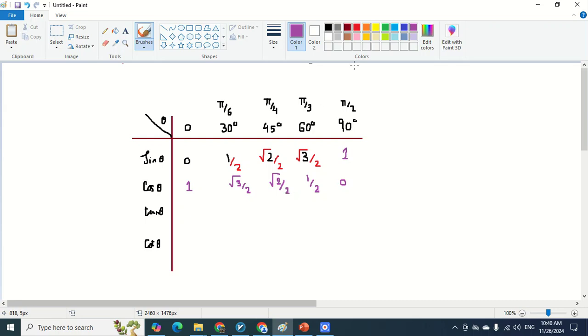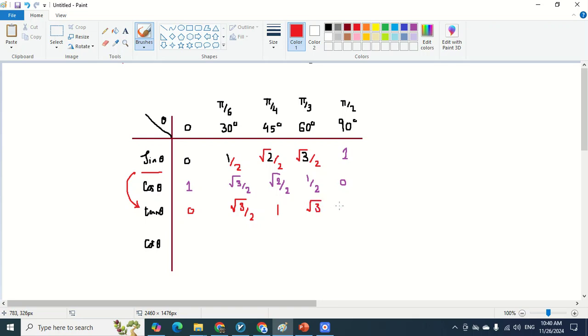For the value of the tangent of theta, just divide sine by cosine. You remember that sine over cosine is tangent. 0 over 1 is 0. 1 over 2 divided by root 3 over 2 will be 1 over root 3, or root 3 over 3. Root 2 over 2 divided by root 2 over 2 will be 1. Root 3 over 2 divided by 1 over 2 will be root 3.